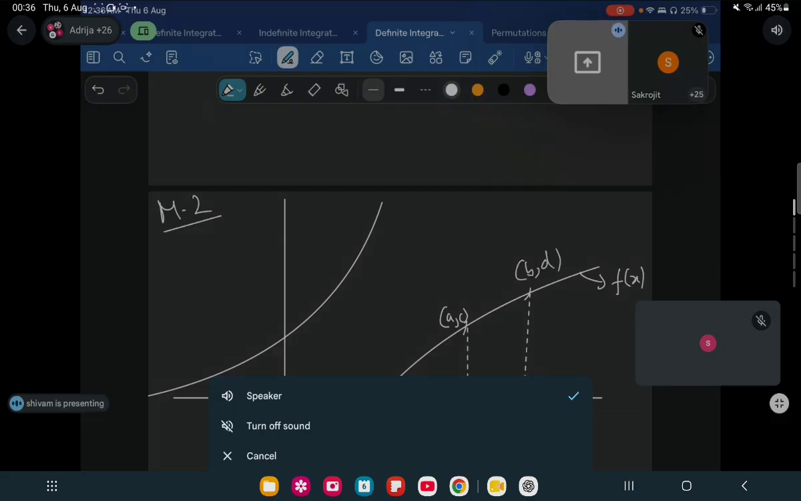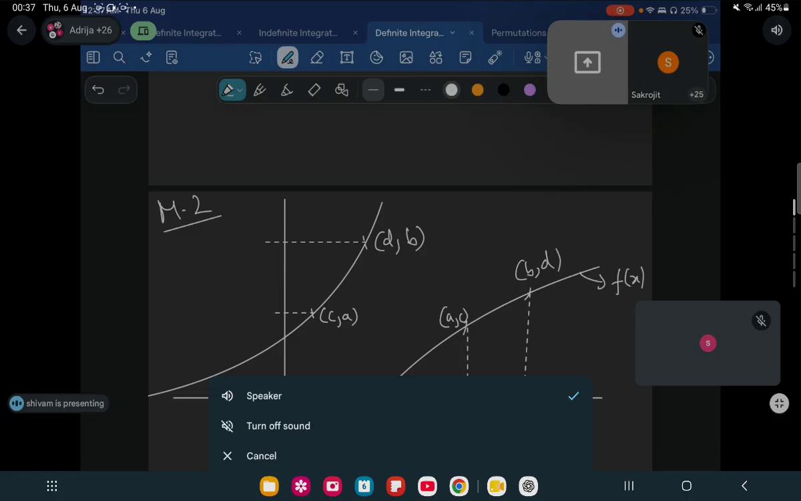Remember. Let us take their mirror images. This will be c comma a. Let us say that this point is c comma a, and this point is d comma b. Okay. What area do we need?